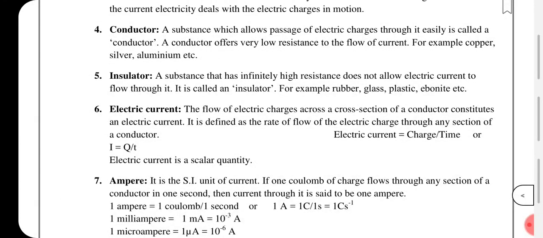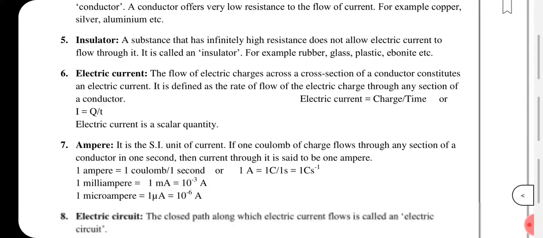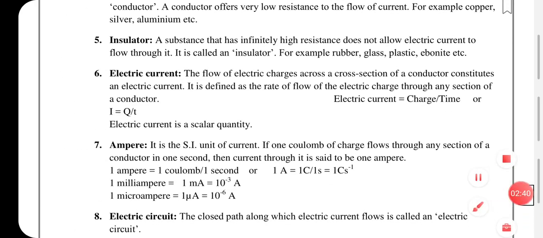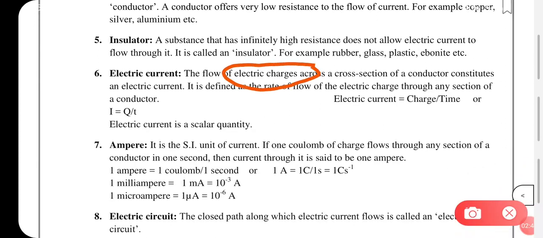Okay, now electric current. Fine. So what is electric current? Electric current means the flow of electric charges, right? The flow of charges across a cross section of a conductor constitutes the electric current. So whenever there is a flow of charges across a cross section, or through a particular area, it is called electric current. It is defined as the rate of flow of electric charge through any section of a conductor.